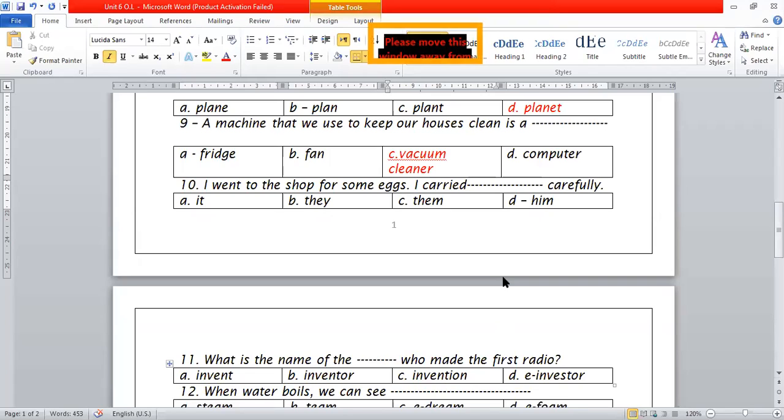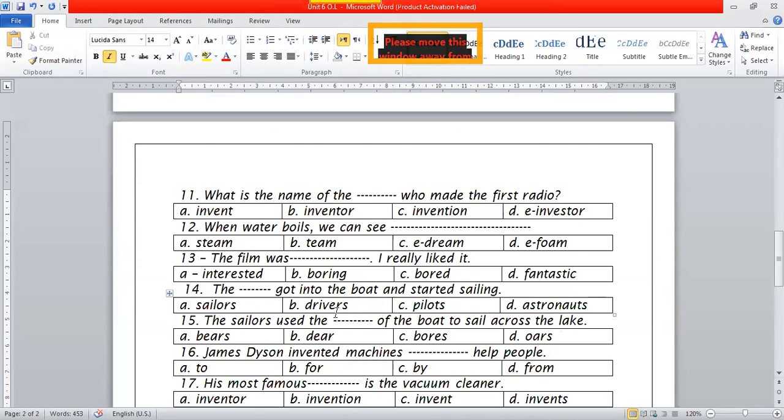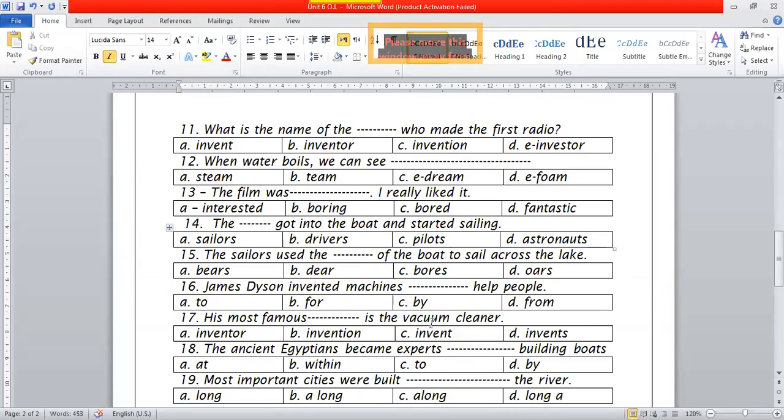I carried them. Yes, because this is an object pronoun. Carried them. Okay. Yes, number 11. What is the name of the person who invents? Inventor. Very good. This is a person. When water boils, we can see steam. Yes, this is called steam. Yes, very good.